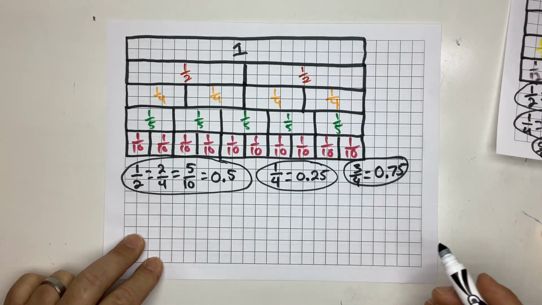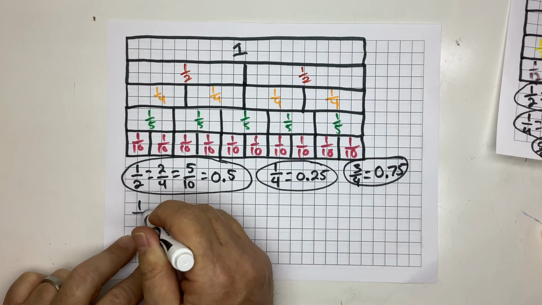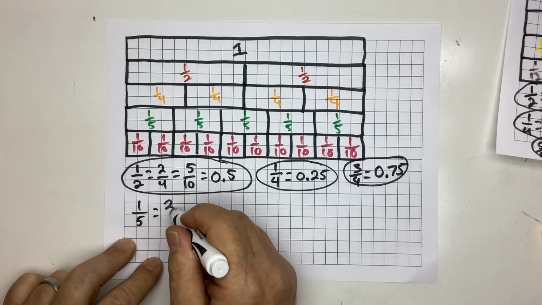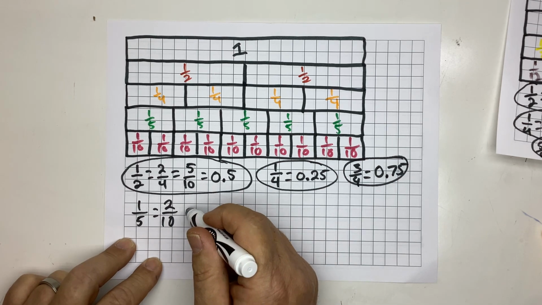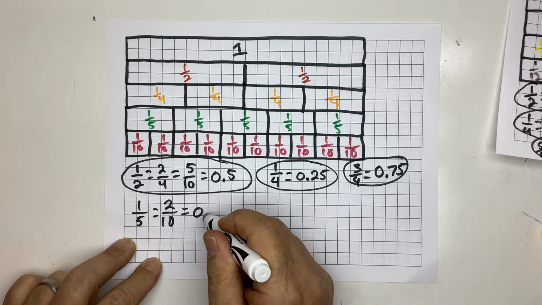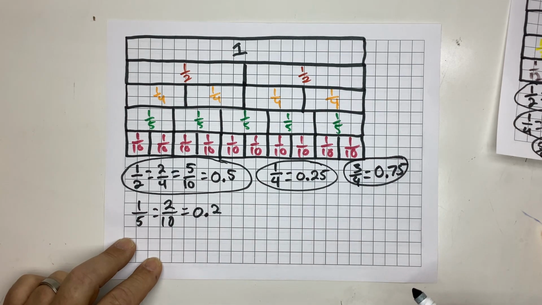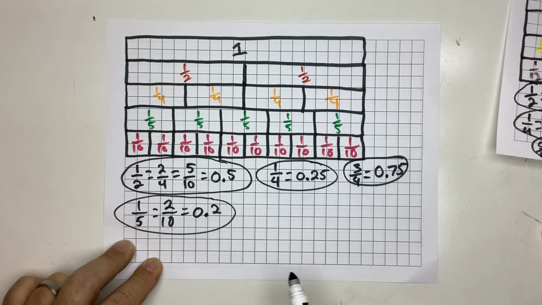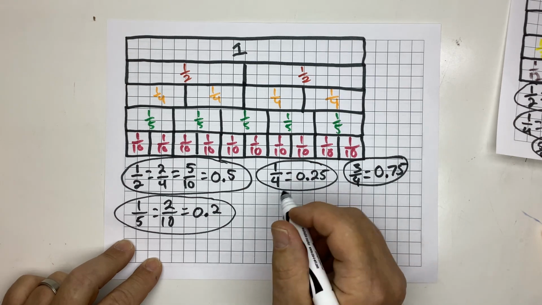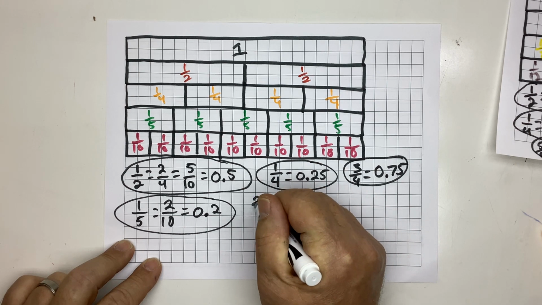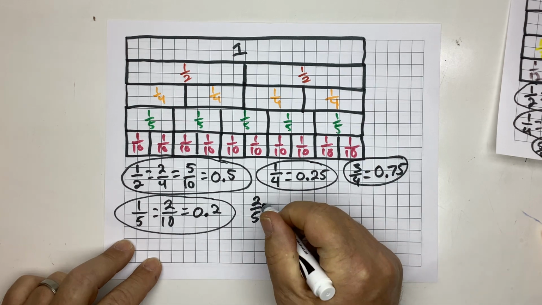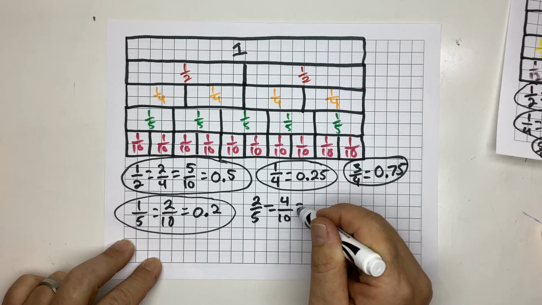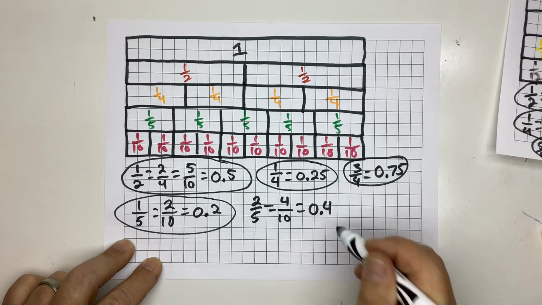And we'll go to our fifths. So 1/5 is equal to 2/10. We can also say that is equal to 0.2. Same thing. So we know that 1/5, 2/10, and 0.2 are all equal to each other. We'll go to 2/5. 2/5 is equal to 4/10, which is also equal to 0.4.